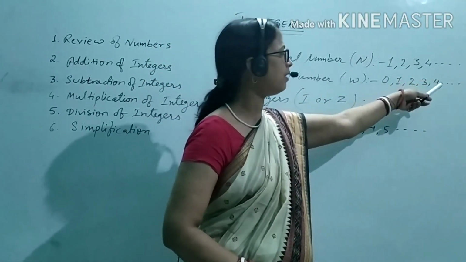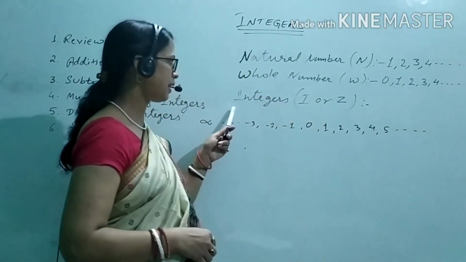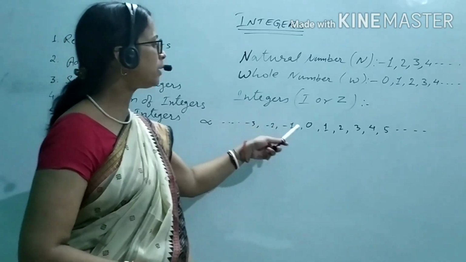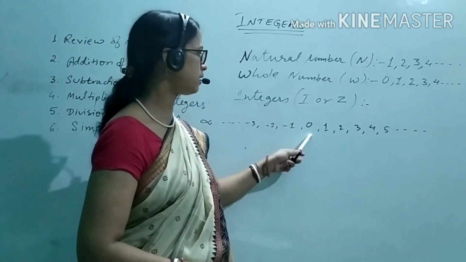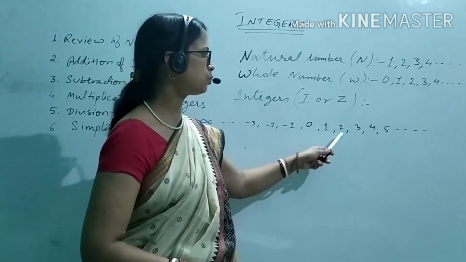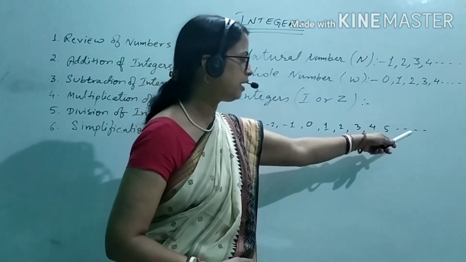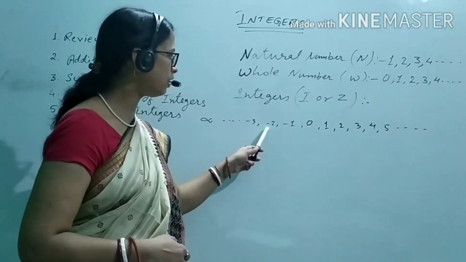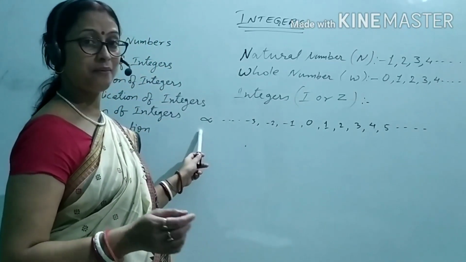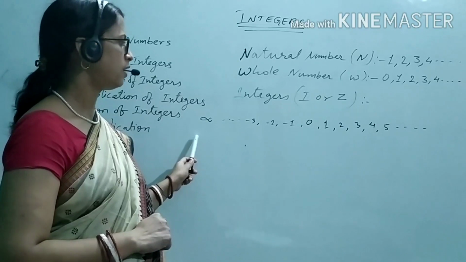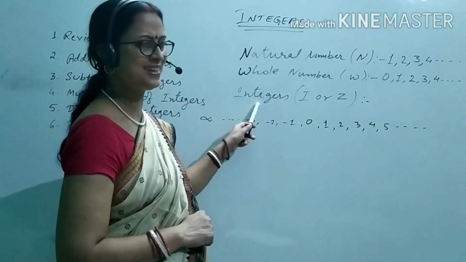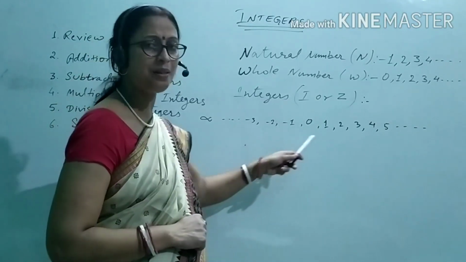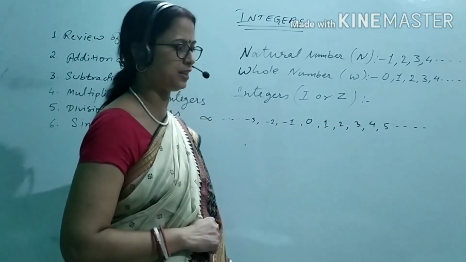and continues till infinity. Now children, our topic integers. It includes all the whole numbers, meaning the numbers which begin from 0, 1, 2, 3, 4 and continue till infinity, and the negatives of all the natural numbers till minus infinity. So the range of integers is minus infinity to plus infinity.